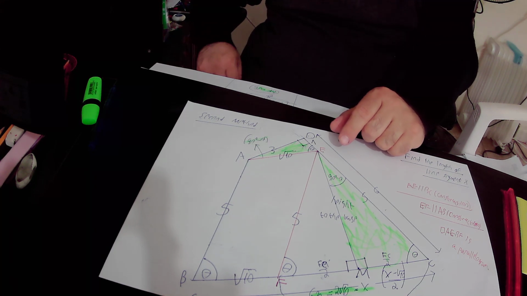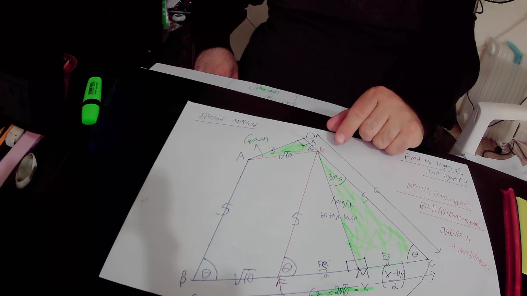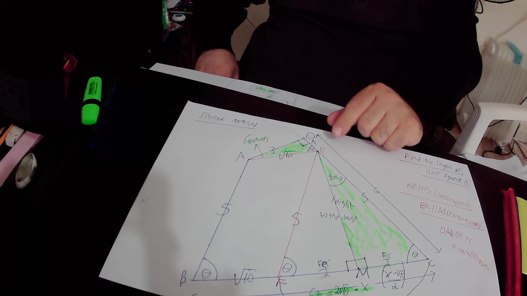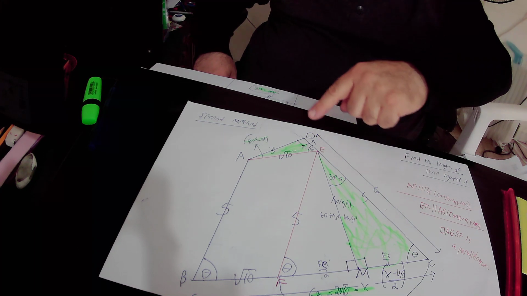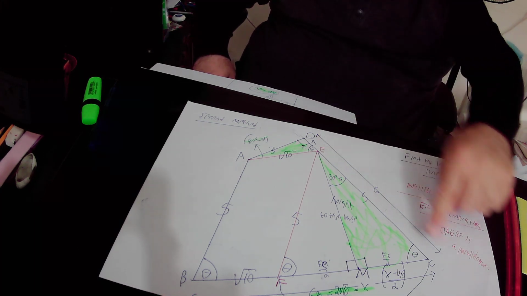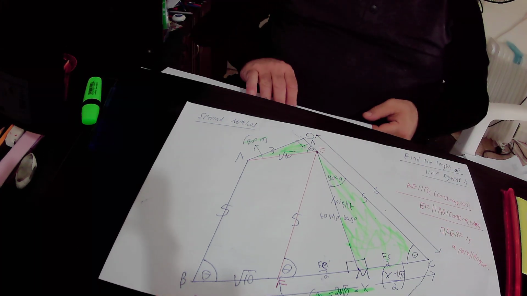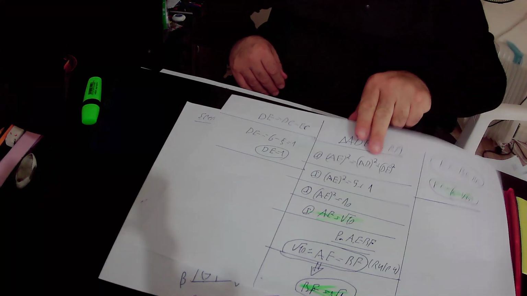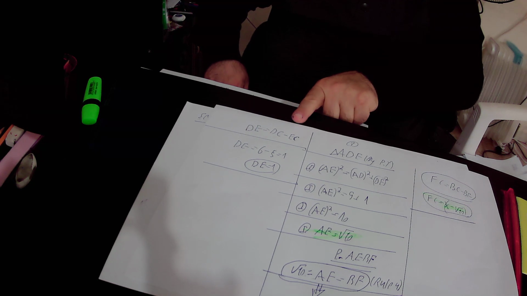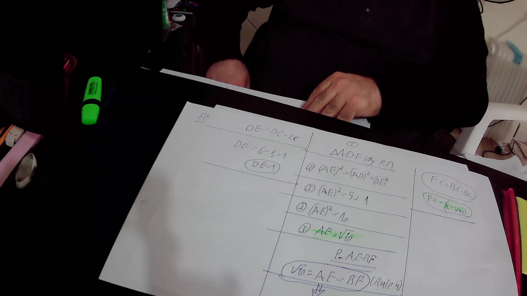So what is the length of the small line segment DE? From the drawing it is very easy to see that DC minus EC equals DE. Again, DC minus EC equals DE.